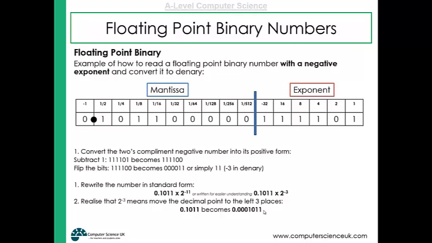So 0.1011 would become 0.000111. And we can now just convert that into binary, and it means that we've got nothing under the half, nothing under a quarter, nothing under an eighth. We have 1 under a 16th, we have 1 under a 64th, 1 under a 128th, and if you add those together, you end up with 0.0859375.